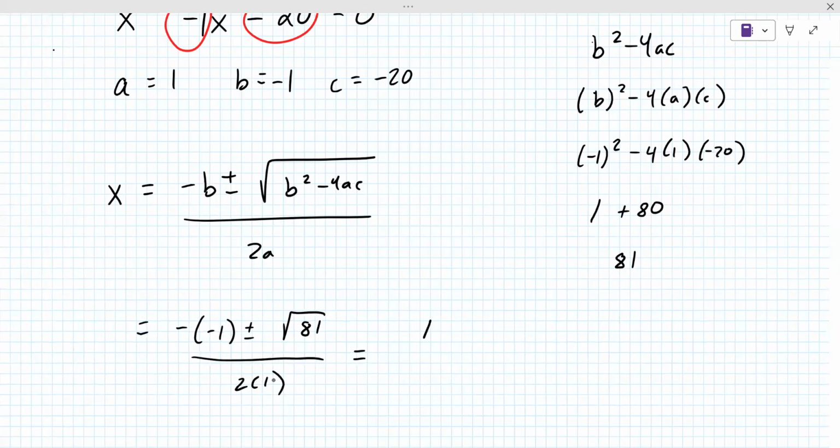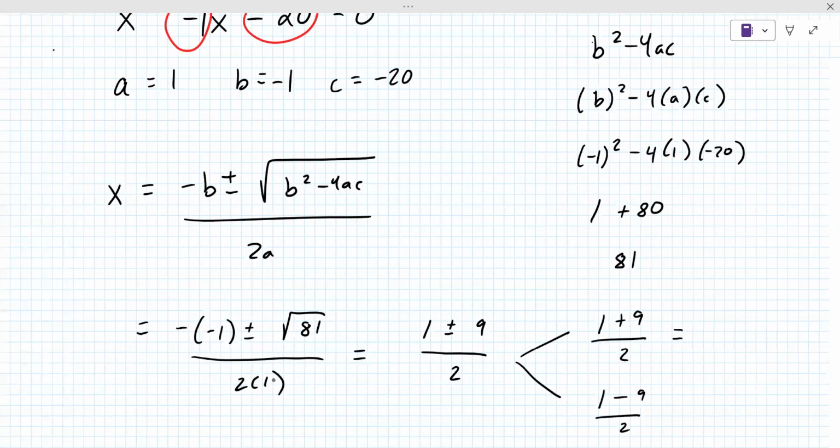So it's 1 plus or minus 9 over 2. And then you go, okay, 1 plus 9 over 2, 1 minus 9 over 2. So I agree with your first answer, 5, but go ahead and try that second one more time. 4, -4. Yes. All right. So again, just kind of seeing a few little minor things here. No big deal though. We'll clean them up.